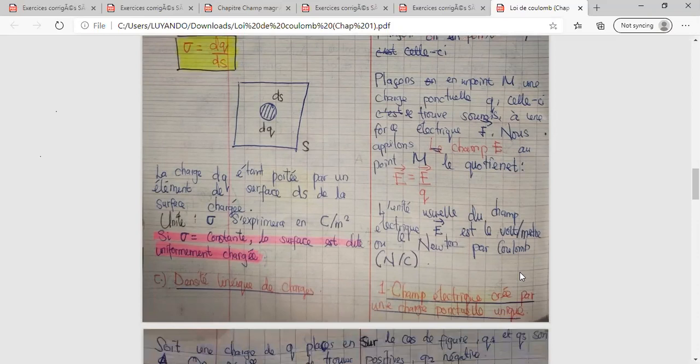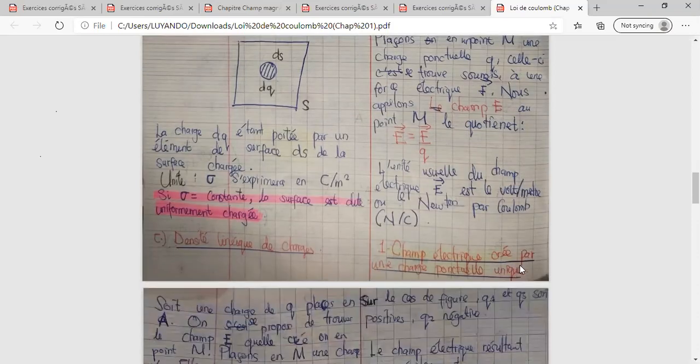So we have champ électrique créé par une charge ponctuelle unique. We're now trying to simply see the electric field created by a point charge, a unique point charge. A point charge is just a simple twist of language. A point charge is a point in space that has an electrical charge. So here we're trying to calculate the electric field created by a point charge, a unique point charge, any point charge.